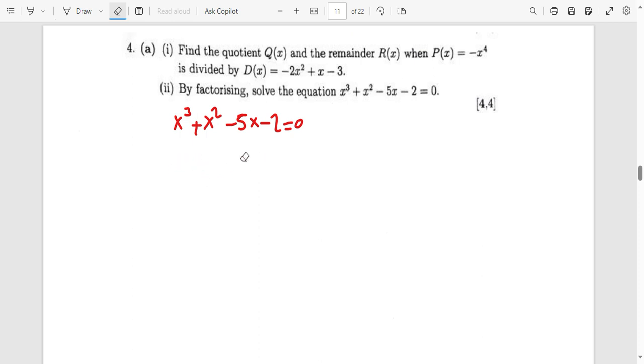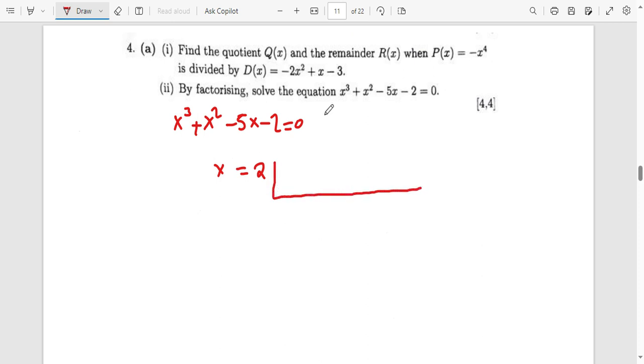Where there is x, try to put a 2 now. 2 to the power 3, that is 8. 2 squared, that's a 4. 5 times 2, that is a 10 minus 2. 8 plus 4 is a 12. Negative 10 minus 2 is a negative 12. So you see, this one has given us 0. So x is equal to 2 is a factor. If you just find one factor, then you are good. Okay, x is equal to 2 is a factor. So I'll write that x is equal to 2.